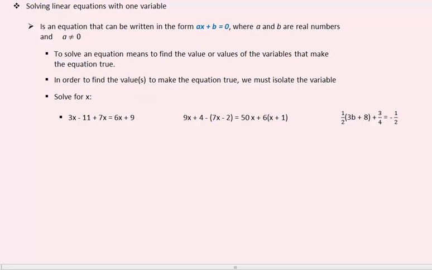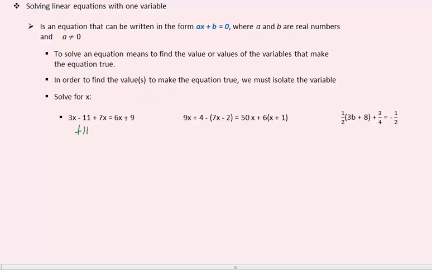To solve for a variable means to find the value or values of the variables that make the equation true. In order to solve for the variable, we must isolate the variable. So we have three examples below where we have to isolate and solve for x. If we look at our first example, our goal is to get x by itself. So first, let's get all our common variables on one side.